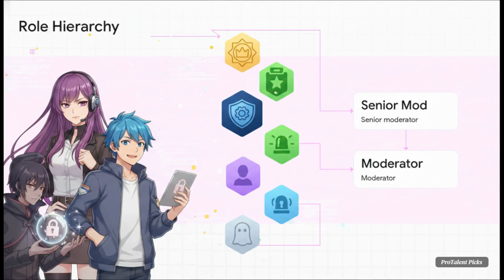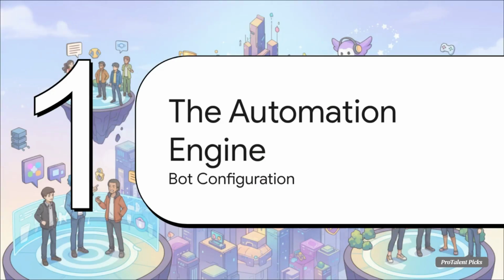And this is a critical necessity. You absolutely must test every single permission configuration from the perspective of a fresh guest account before the server ever goes public. Admin views hide access problems that a guest is going to hit immediately. Section 3, the automation engine.